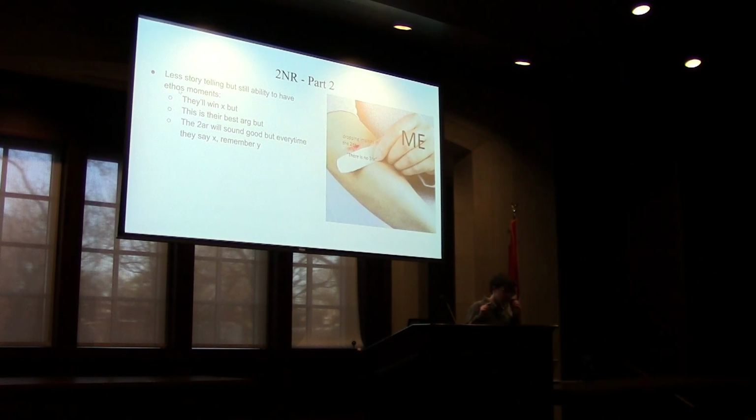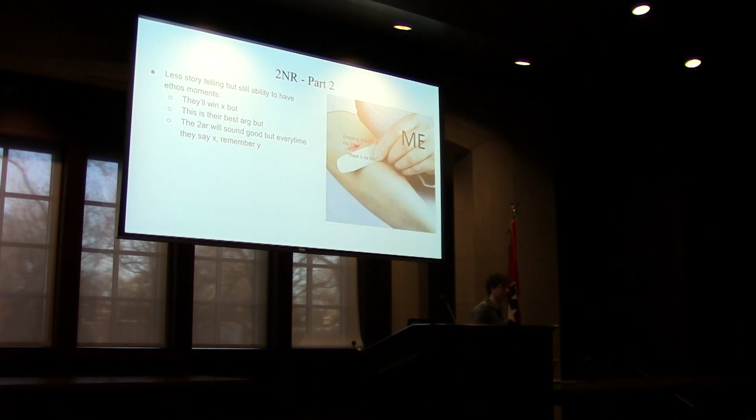Another phrase is, the 2AR will sound good here, but every time they say X, remember Y. This is really good, especially against soft left affs that are based off ethical signaling. Julian talks about one time he said in the 2AR, remember the children, and yeah, that's funny, but a lot of the time judges aren't robots, and they do respond to affective signaling. So on their best argument, if you know the 2AR is going to start with it, you want to plant the seeds of doubt in the judge's mind.